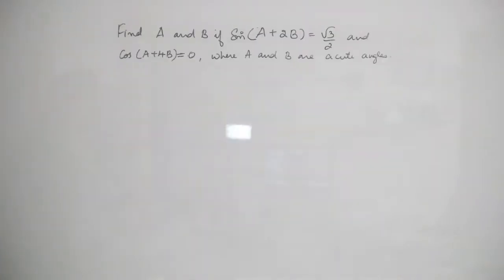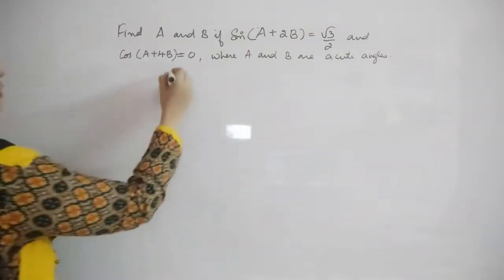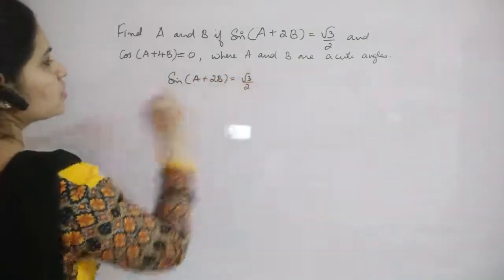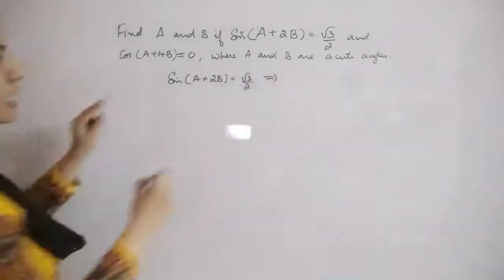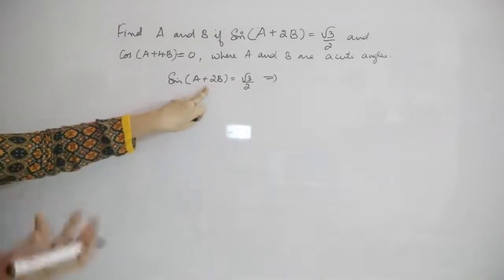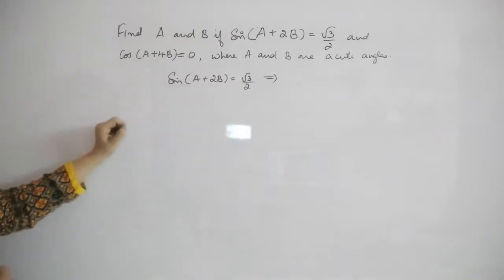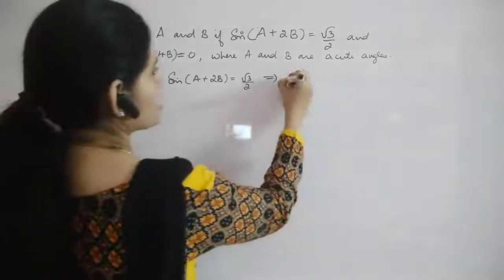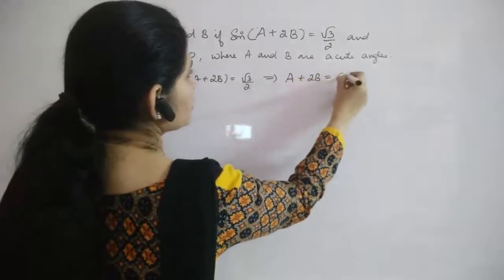If sine of A plus 2B is equal to root 3 by 2 and cos of A plus 4B is equal to 0, where A and B are acute angles, then when you get the answer, check whether you are getting acute angles or not. First thing which they have given is sine of A plus 2B is equal to root 3 by 2. Sine of which angle is giving you root 3 by 2? Sine 60. So from here you can write that A plus 2B is equal to 60.